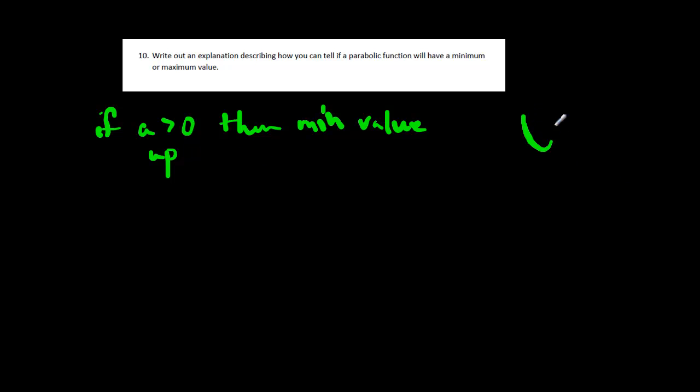And a parabola that opens up bottoms out. This vertex is the very lowest. It's the lowest value that you're going to have.